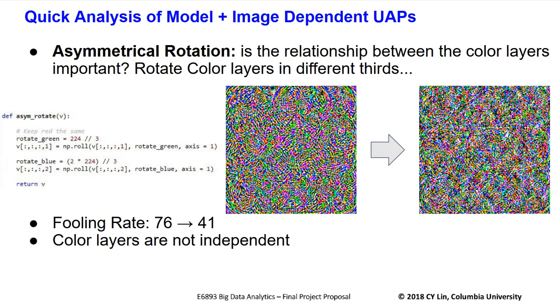Additionally, what is the relationship between features across the color layers? If I keep one color layer fixed, shift another one, and then shift a third color layer differently, what happens to the fooling rate? Here we see it dropped from 76 to 41, which tells me that the relationship between features across the color layers is very important.